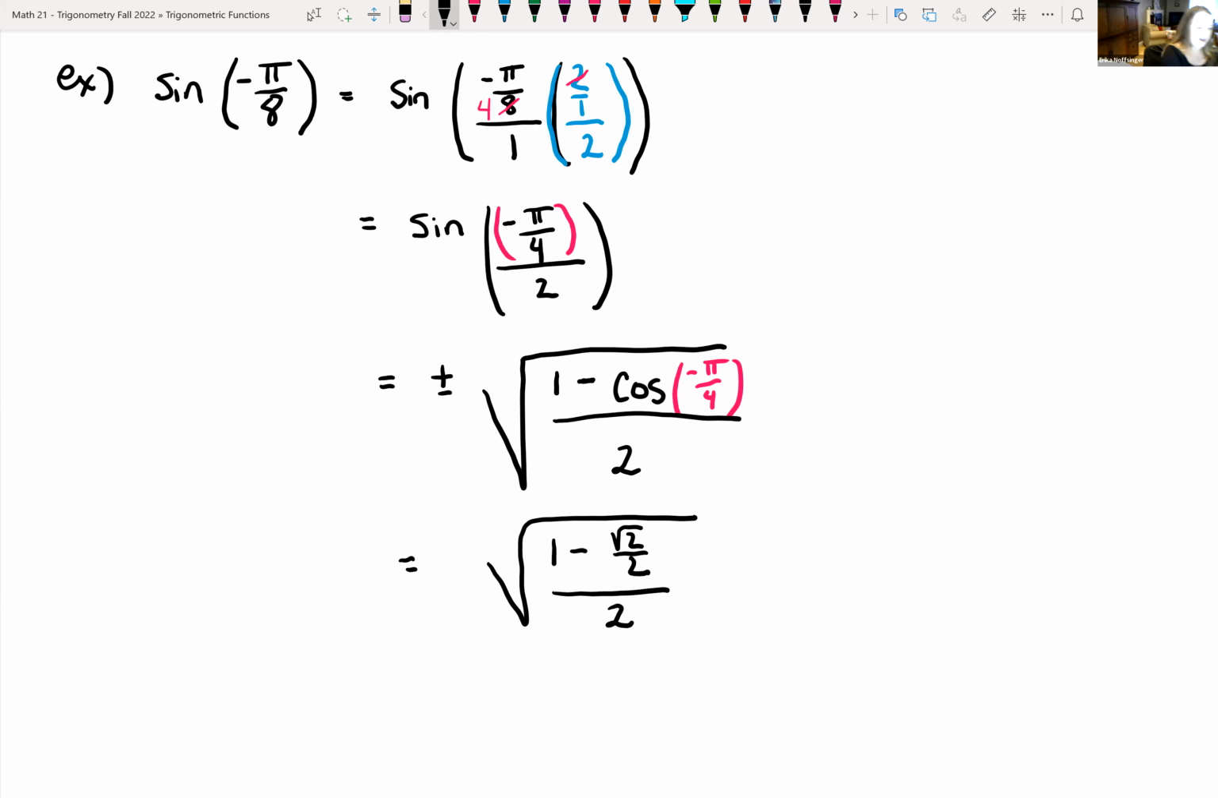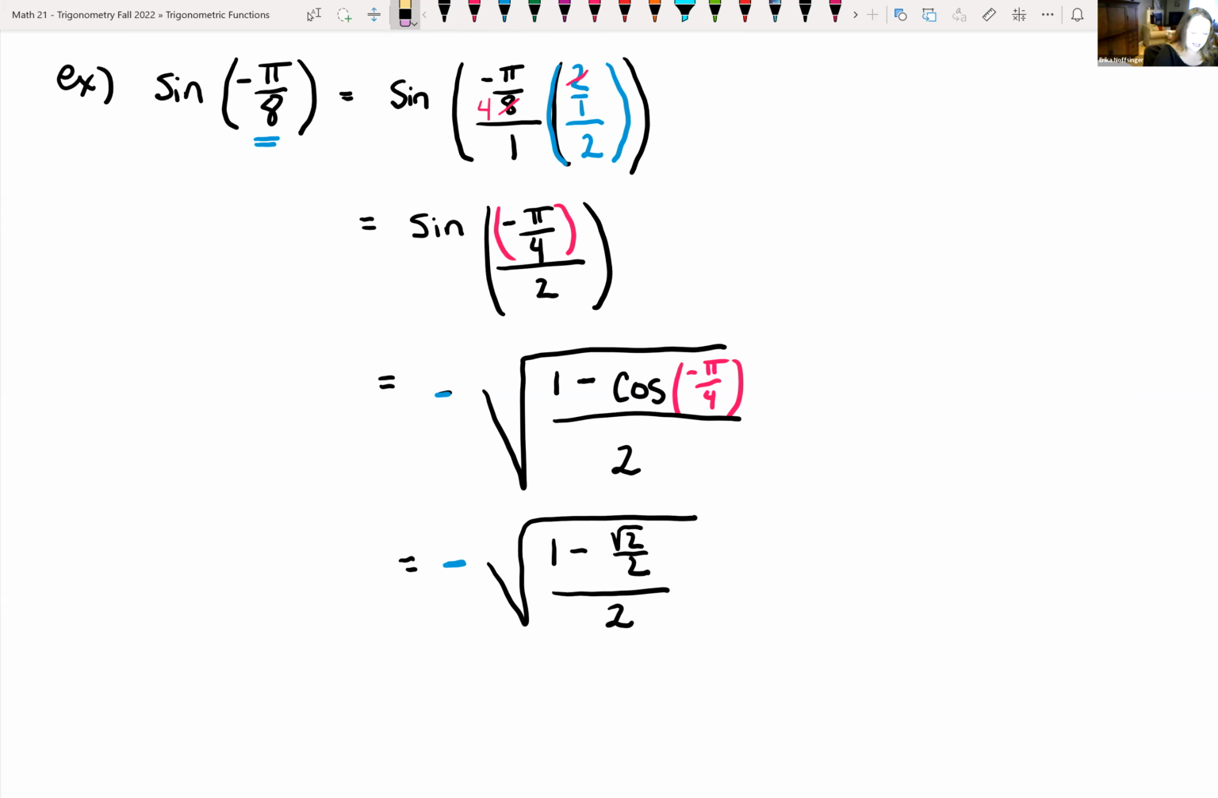And let's determine now what sign we have. Notice that we're looking at our original sine of negative pi over 8. Negative pi over 8 is in the fourth quadrant, but sine in the fourth quadrant is negative. So we need a minus in front of here and not the plus.